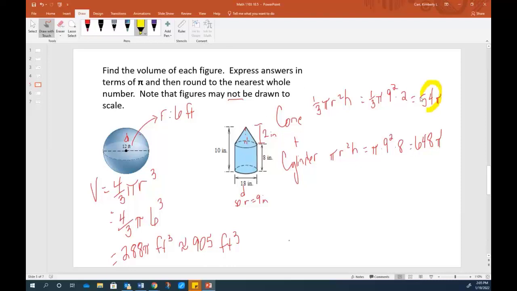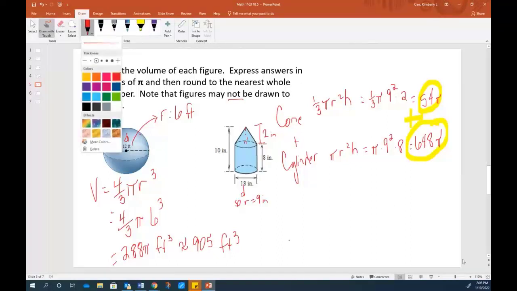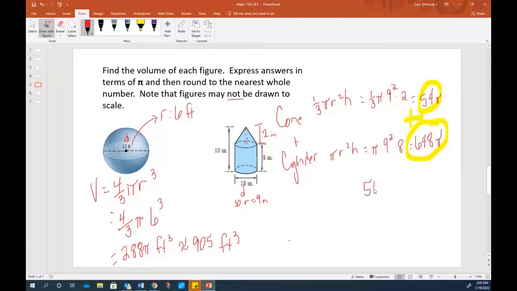Now what we've got is our 2 answers here that we need to combine to get that full shape. So 54 pi plus 648 pi, just leave pi, and that gives me 702 pi. These things are all measured in inches here, so now I'm ready to put my units on it. So that's cubic inches. And now, for my approximation, 702 times pi, 2205, approximately.